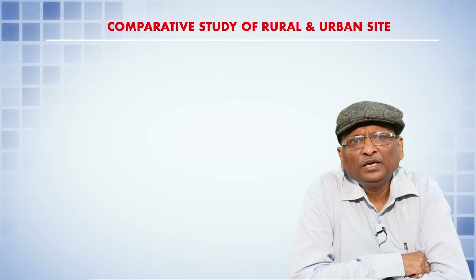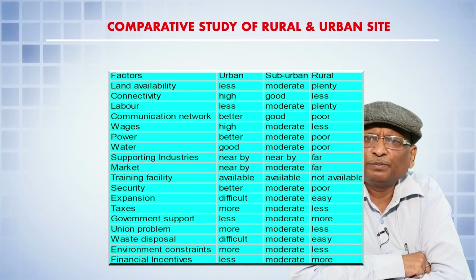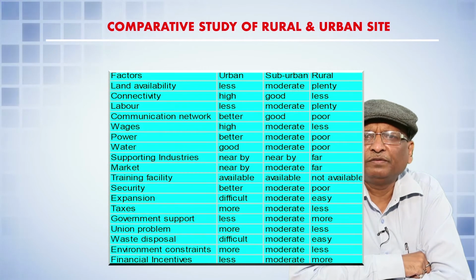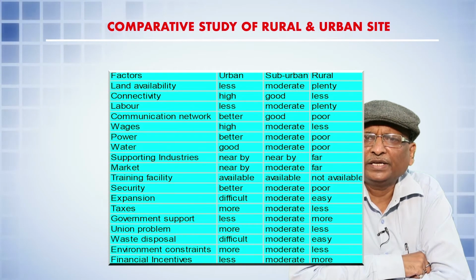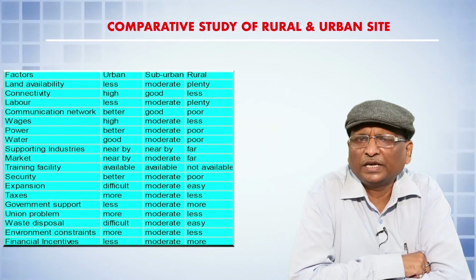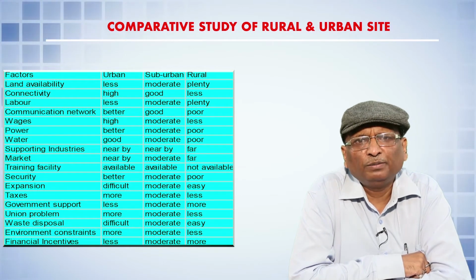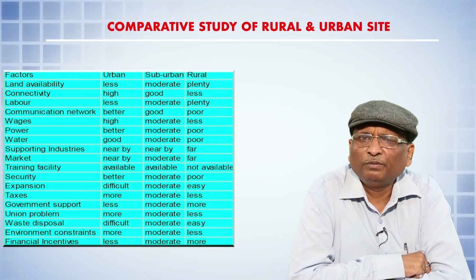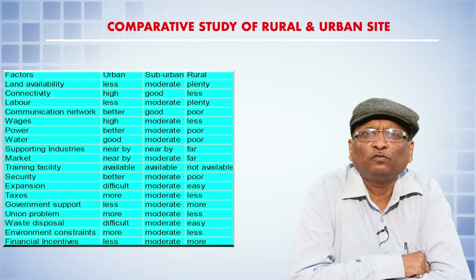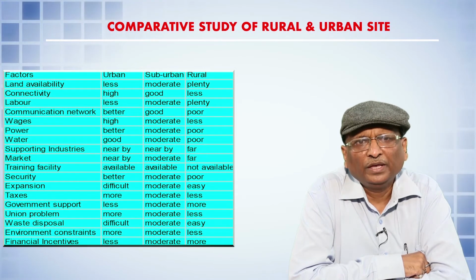Now, this is a comparative study of urban, suburban and rural sites. On the left side we have given several factors, on the right side we have made a comparison. The factors which we have discussed, just like land availability: in the case of urban, land availability is less or at a higher cost, while in the case of rural you will find plenty of land, while in the case of a suburban area you will find a moderate amount.